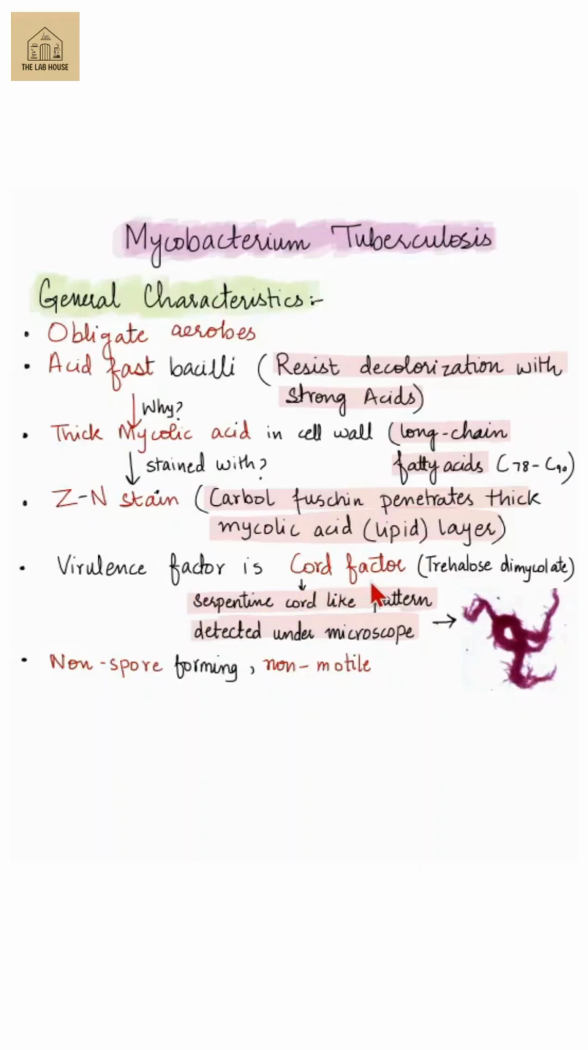And here, the cord factor is a glycolipid. The most important property of the cord factor is that the virulent strains of MTB, which have the cord factor, are easily identified under the microscope by the serpentine cord-like pattern. Serpentine cord-like pattern is the snake-like pattern. As you can see, it is twisted and winded like a snake. This is known as the serpentine cord-like pattern. You can detect it in the virulent strains of the mycobacteria. Also, Mycobacterium tuberculosis is non-spore forming and non-motile.